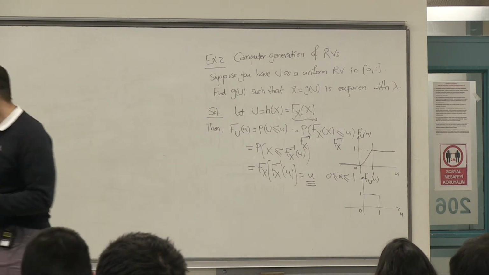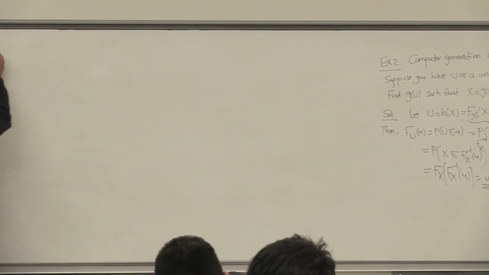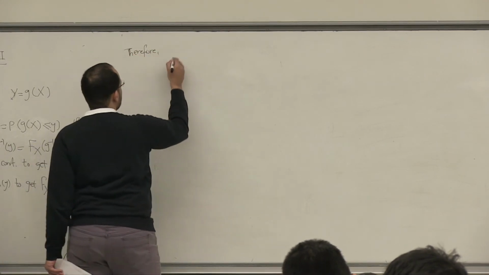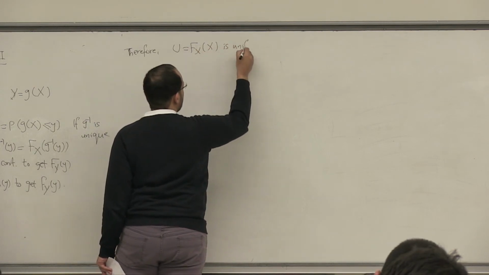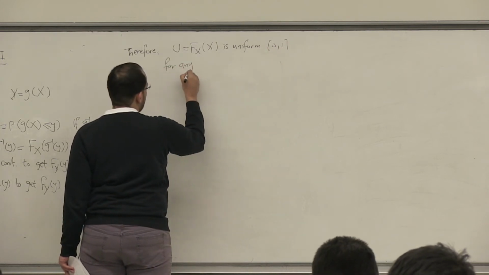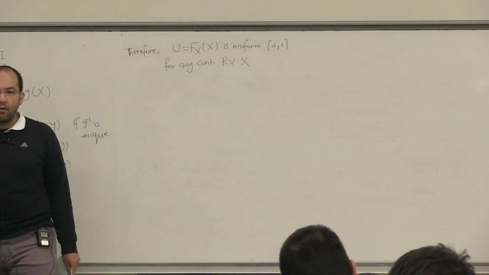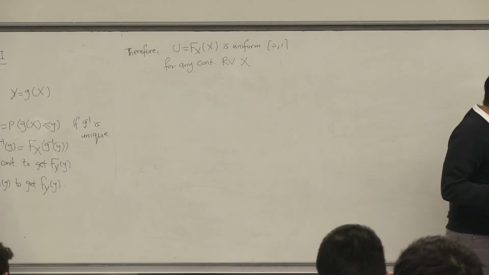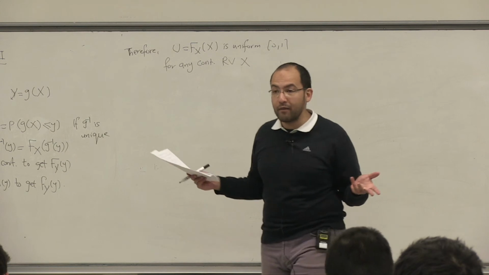Right? Oh, of course. Okay, so what is this? Therefore, U equals Fx of x is uniform 0 to 1 for any continuous random variable x. Wow. So we just took samples from a generic continuous random variable, put them back into its CDF, and immediately got a uniform, regardless of the random variable.